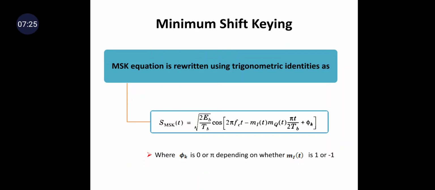And the same MSK equation can be rewritten using trigonometric identities, that is, in cosine form. It is nothing but root of 2EB by TB times cos of 2 pi fc t minus mI of t mQ of t pi t by 2TB plus phi k. Here phi k indicates the phase. It is 0 or pi depending on whether mI of t is 1 or minus 1.